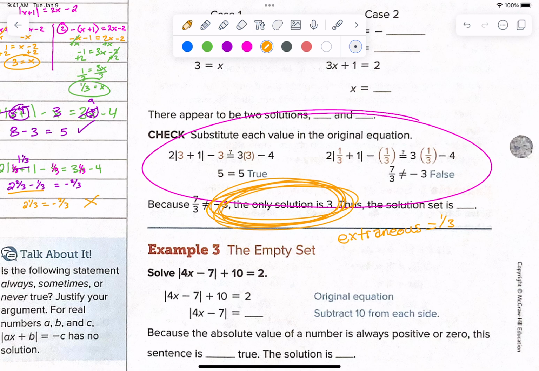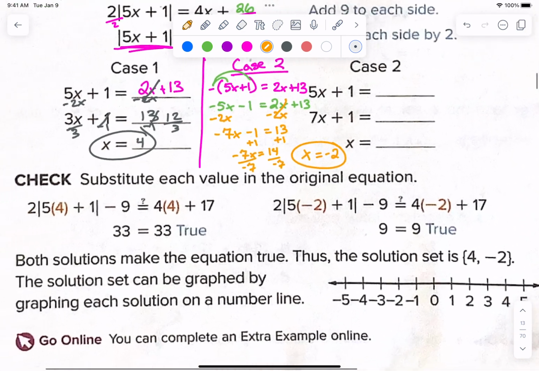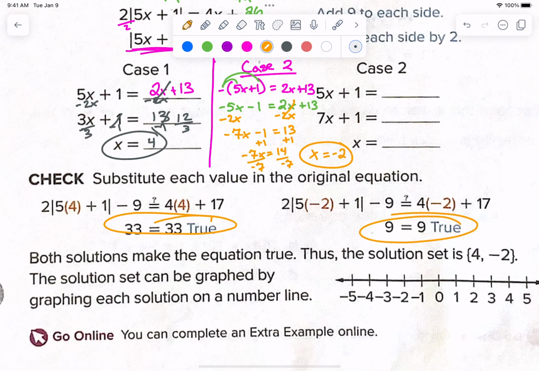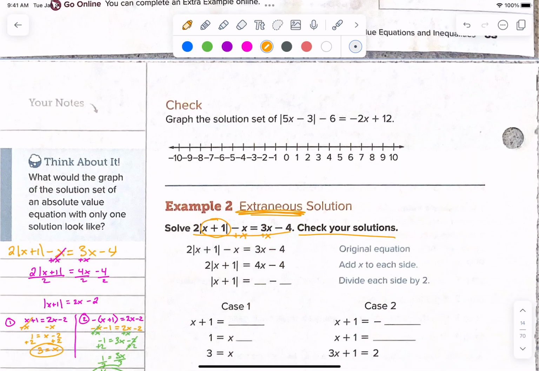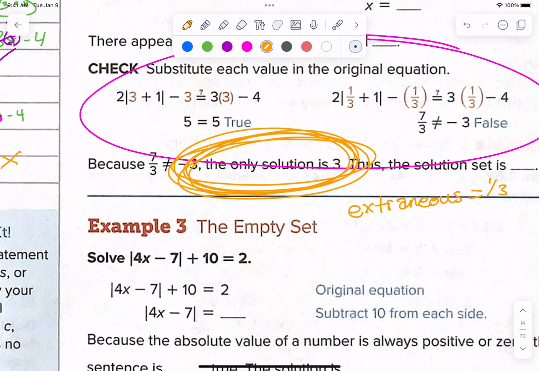Okay, so we didn't plug back in on the first one when we got those two answers. We should have probably, right? You think one of those is an extraneous solution? Let's see. Nope, they plugged it in and they got true and true. So they're okay. So we got two answers there and they were okay. This one we got two answers, but one of them was wrong. So the extraneous solution is 1/3. The only correct answer is 3.